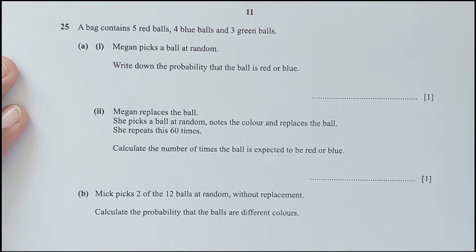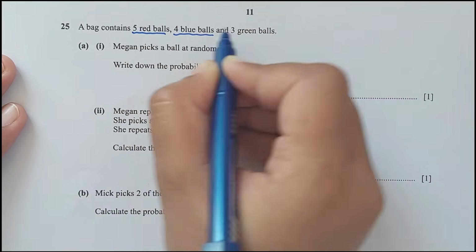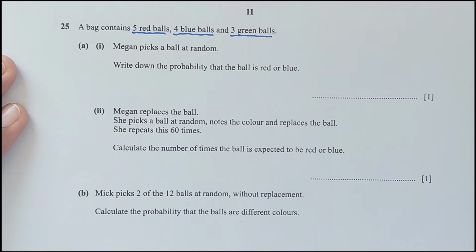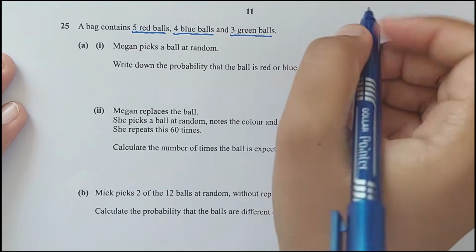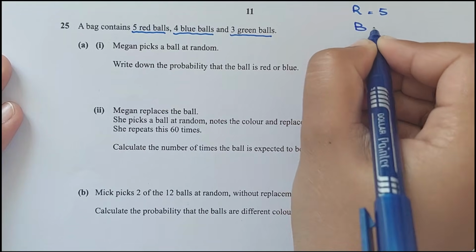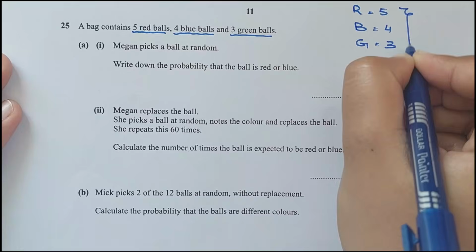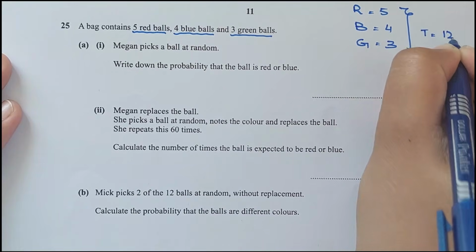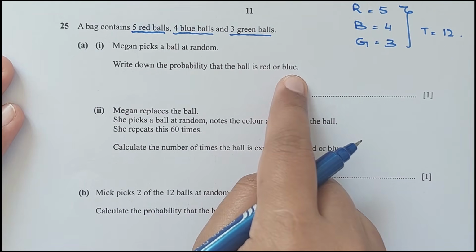Question number 25. A bag contains 5 red balls, 4 blue balls, and 3 green balls. So the total number of balls is 5 plus 4 plus 3, which is 12. Okay. Red are 5, blue are 4, and green are 3. And the total is 12. All right. Part A, number 1, Megan picked a ball at random. Write down the probability that the ball is red or blue.